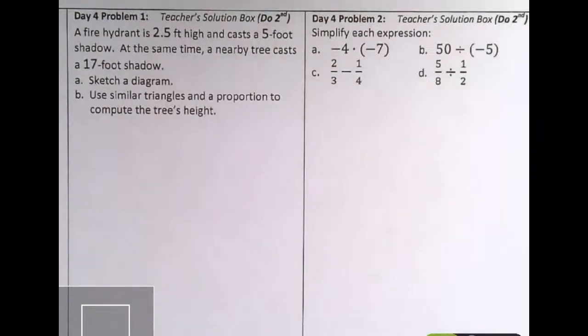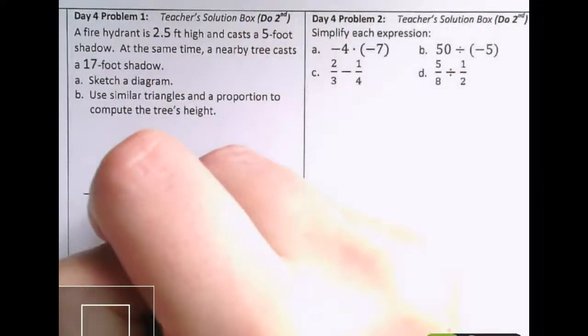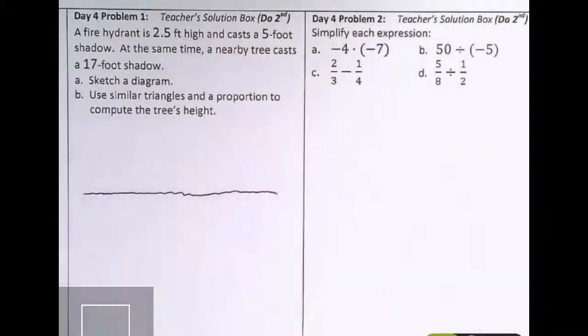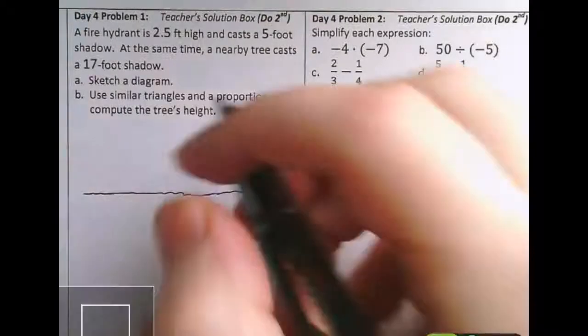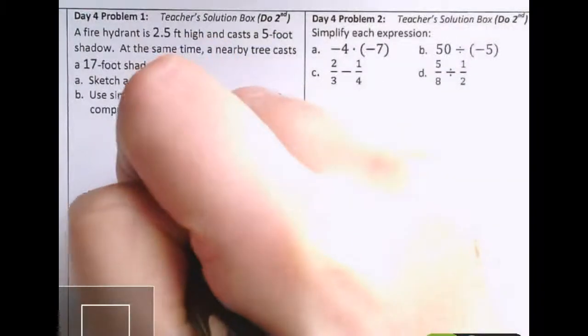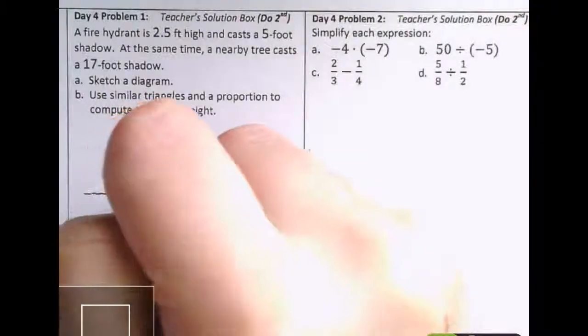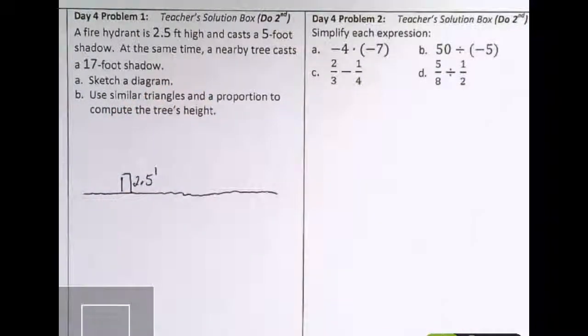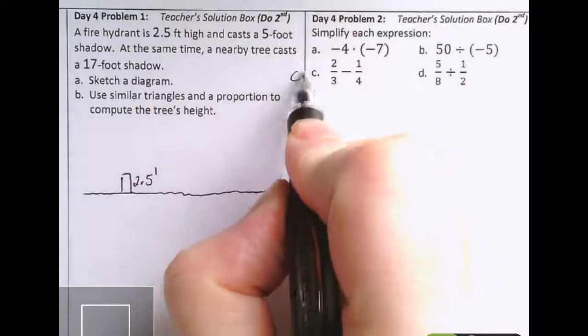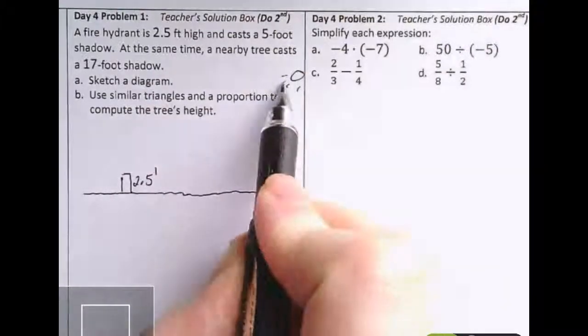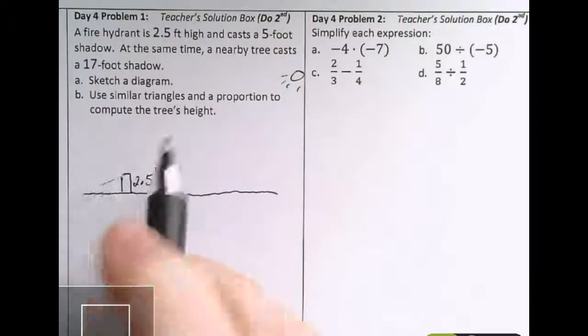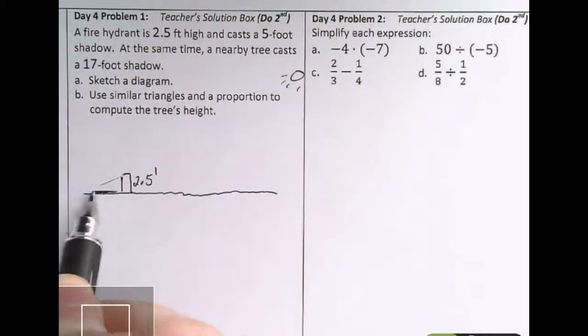Sketch a diagram. So here is the ground. It's important that this ground is level. And then a fire hydrant, so this little rectangle, this is going to be my fire hydrant. It is 2.5 feet tall. And if the sun is in the sky to the right and casts a sunbeam like this, then the shadow will be cast on the ground to the left of the fire hydrant.